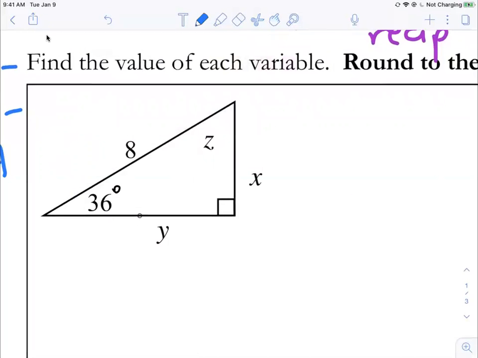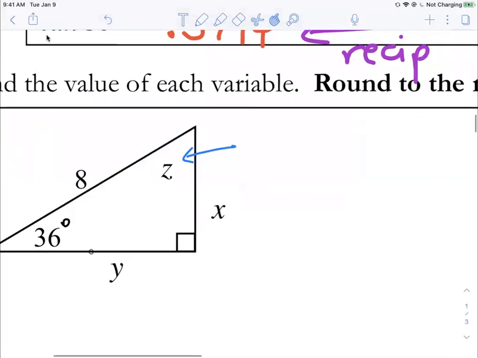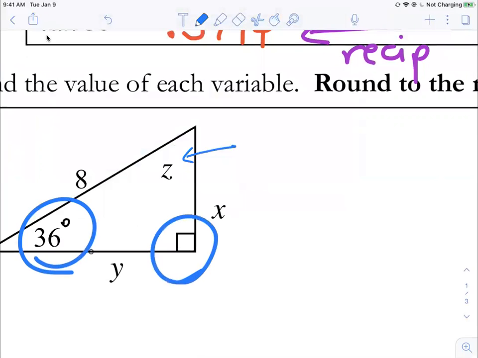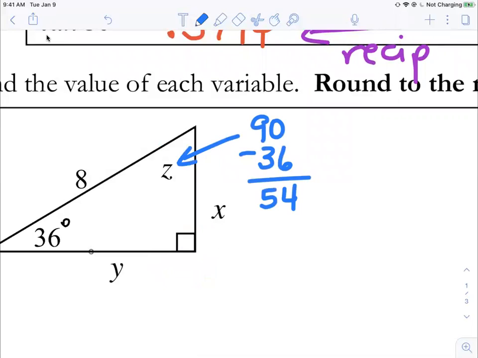Okay, so easiest thing to find would be Z. Now, we know that all of these angles add up to 180 degrees, but we also know if we take away that 90, the leftovers have to be 90. So to find that Z, I'm just going to do 90 minus 36. So 90 minus 36 is 54.